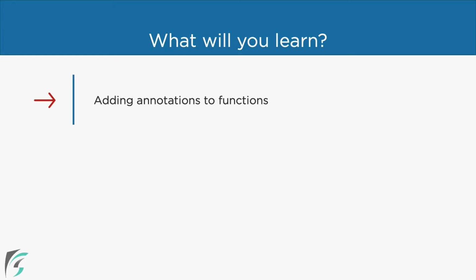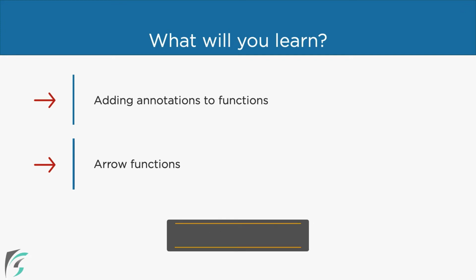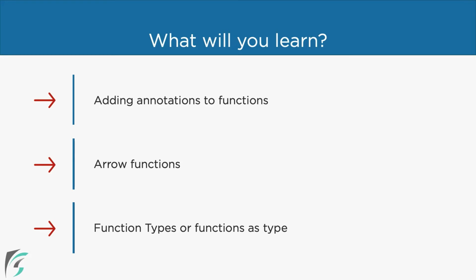We will start with adding annotations to the functions. The purpose of using annotations in function is the same as using it with the variables. This makes the function easy to use. We will then learn arrow functions in TypeScript. It is an alternative syntax to define functions, mostly the anonymous functions. In TypeScript, function itself has a type which we can define in the function signature. We will see how this works in this chapter.